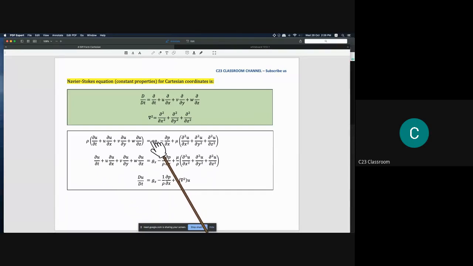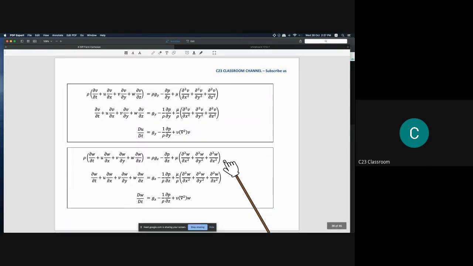But if you want to cancel the rho here, you need to have 1 over rho at this term and also for this term. In some textbooks, they will say that because mu over rho is equal to nu, where mu is the dynamic viscosity and rho is the density, they could change this term into nu. So please be careful when you read about the Navier-Stokes equation, because you might see 1 or 2 versions. You need to understand that all of them are correct and can be used for your calculation.